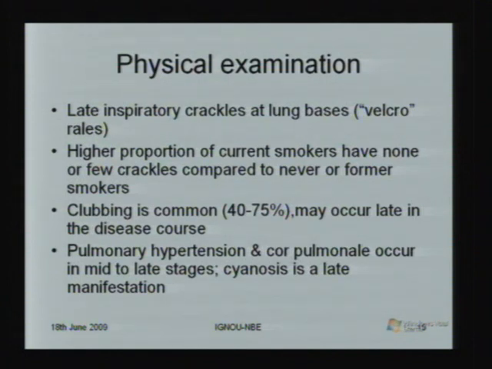The physical examination would reveal late inspiratory crackles at the lung bases, which are classically termed as Velcro rales. A higher proportion of current smokers have none or few crackles compared to never or former smokers. Clubbing is a very important manifestation, present in anywhere between 40 to 75% of the patients, but remember that it may occur late in the disease course. Pulmonary hypertension and cor pulmonale occur in the mid to late stages. Cyanosis is a late manifestation.